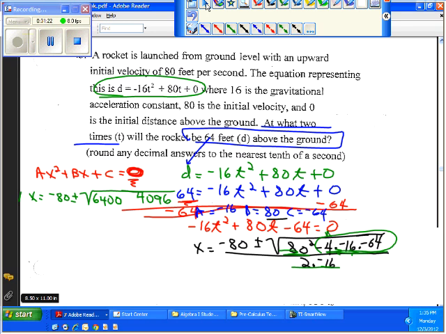We have a negative, a negative, a negative. That's an odd number of negatives. When you multiply or divide with an odd number of negatives, the answer is negative. So we put a minus there. All over 2 times negative 16, which was negative 32.